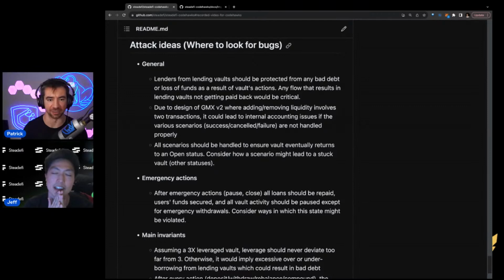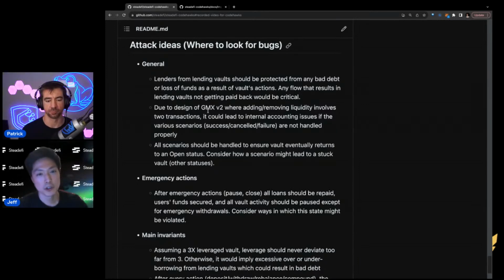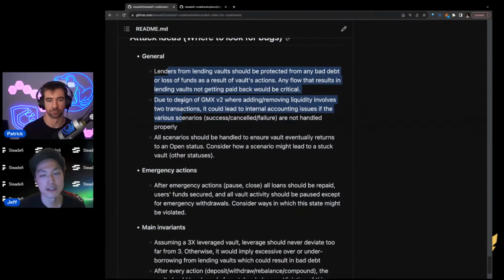What are the attack ideas? What are the pieces of your code base that you're like, hey, this needs to be right? This is where we can look for bugs. Well, okay. Firstly, I'm not going to go through the stuff that I already wrote here because folks can read it. These ones were actually written by one of our Solidity engineers who is familiar with auditing, so he wrote those his thoughts.